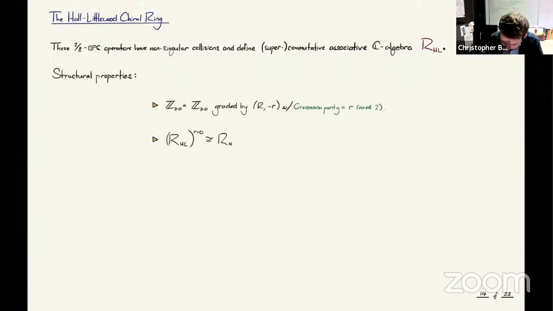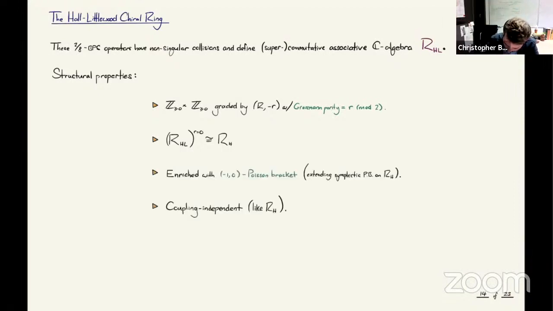So we can observe some structural properties. This is a doubly graded supercommutative C algebra, graded by capital R and let's say negative lowercase r in order for it to be non-negatively graded with respect to both. The Grassmann parity is lowercase r mod 2. The lowercase r equals 0 component is exactly the Higgs branch chiral ring. So this is some sort of extra structure that lives at higher U1R charge than the Higgs branch chiral ring.